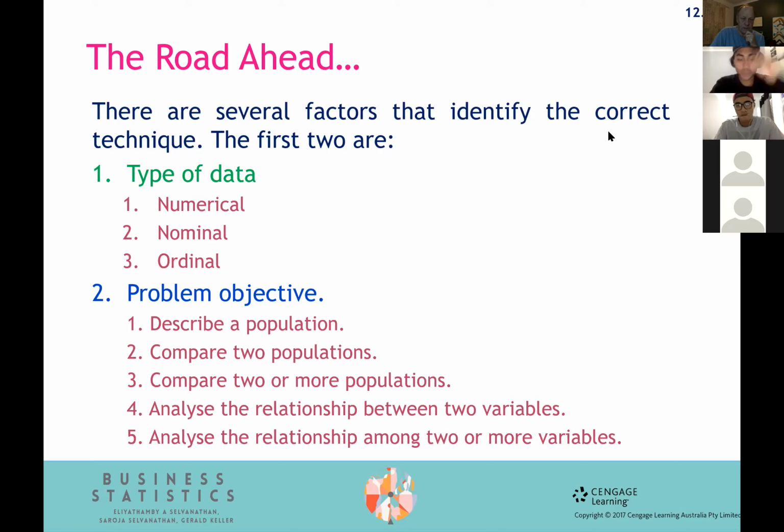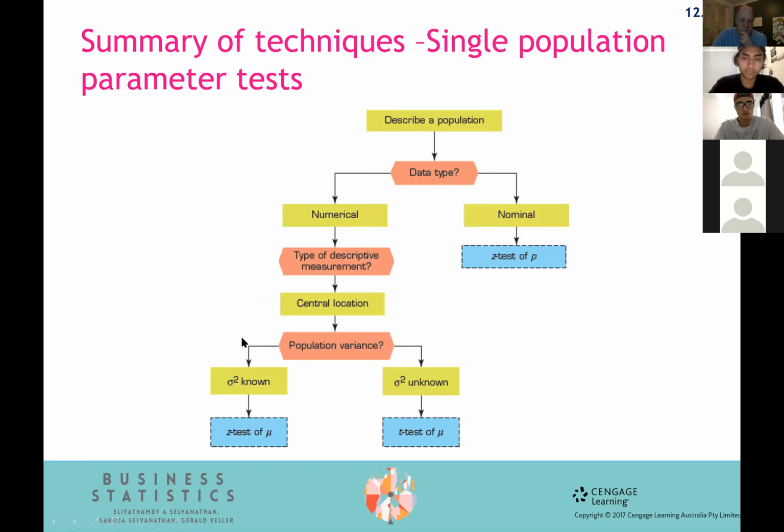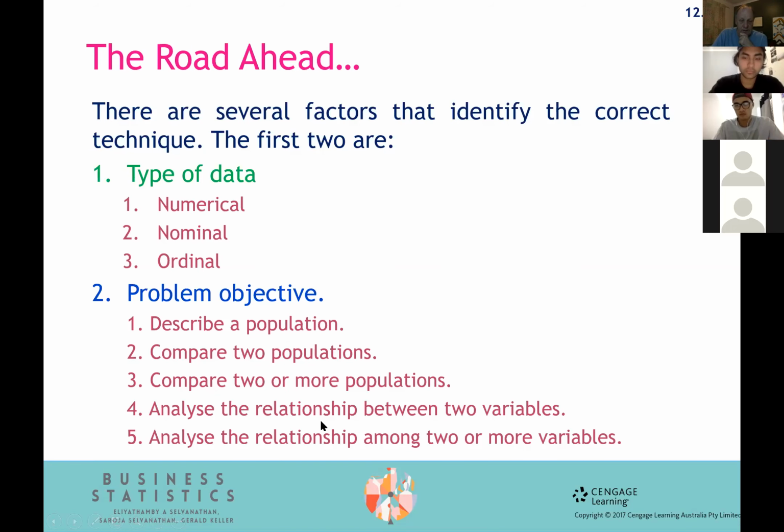Okay, what technique should we use? The first two is the type of data. The problem objective is to describe or compare two populations, and we've done that. We've done describe a population, we've done compare two populations. We analyze the relationship between two variables. We're going to focus on that next week again.